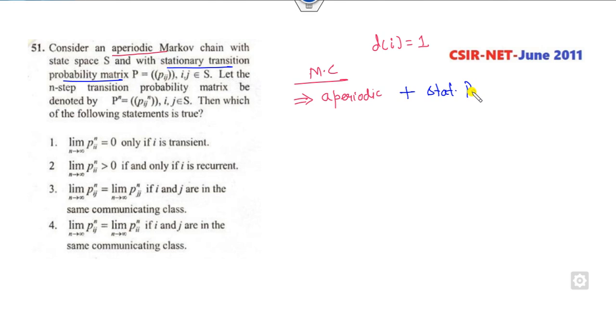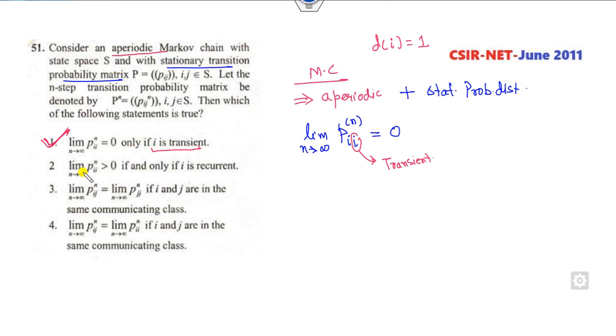This is given to you as a stationary probability. Fine. Let the nth step probability be p_ii(n). Then the first option is: limit as n approaches infinity, p_ii(n) is 0. When will this happen? Only if i is my transient state, then the limiting probability will be 0. That's the right answer. Fine.